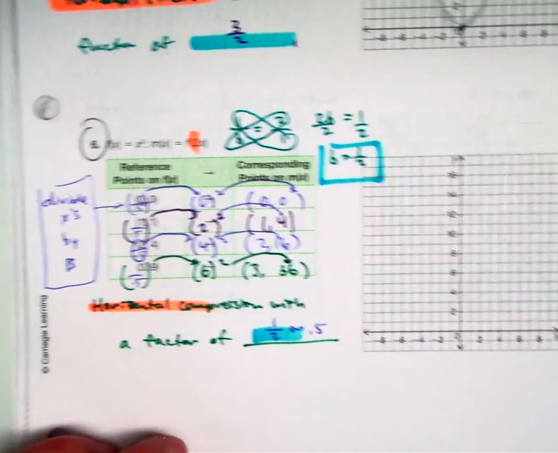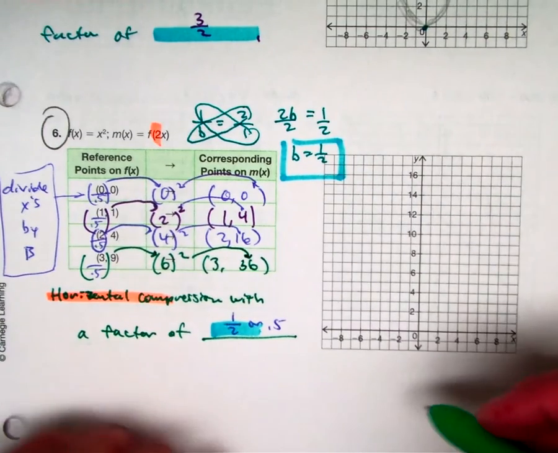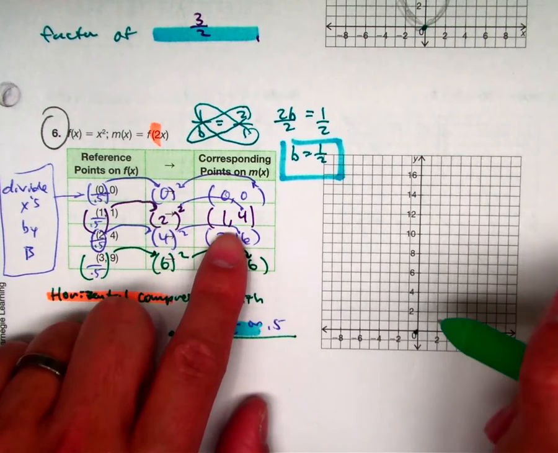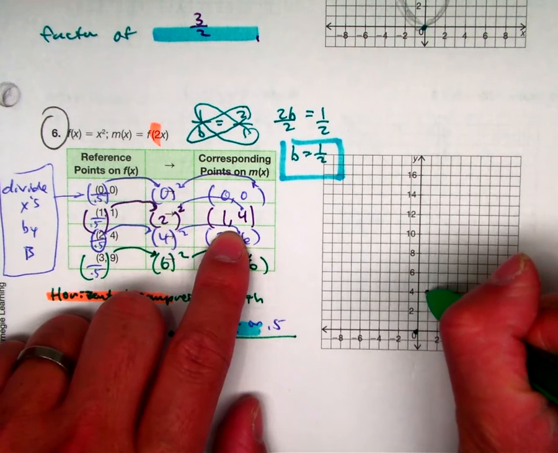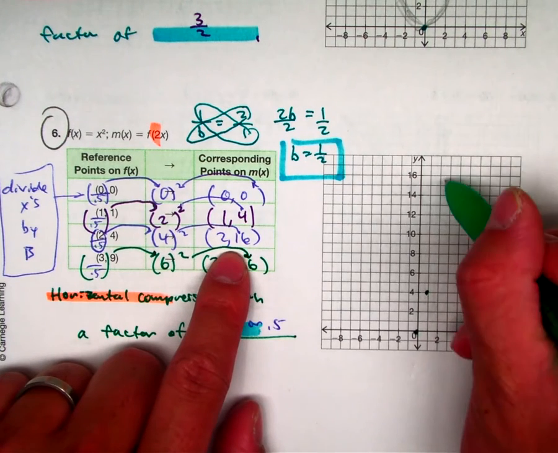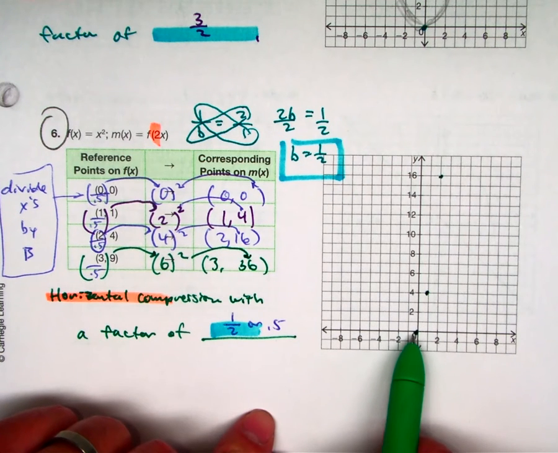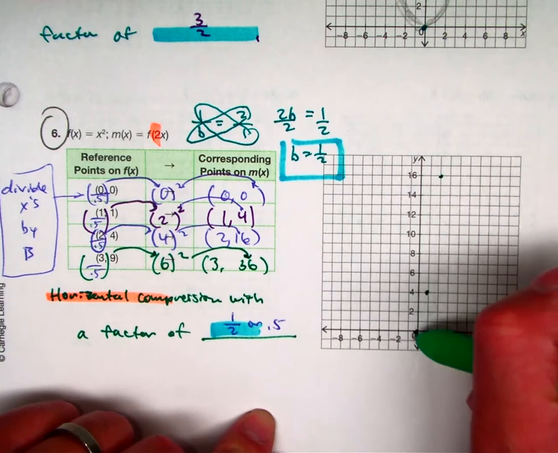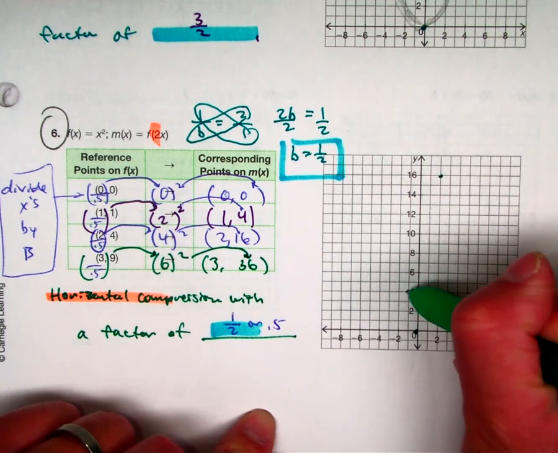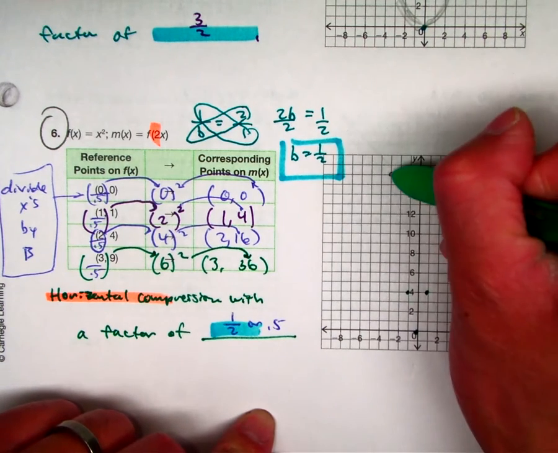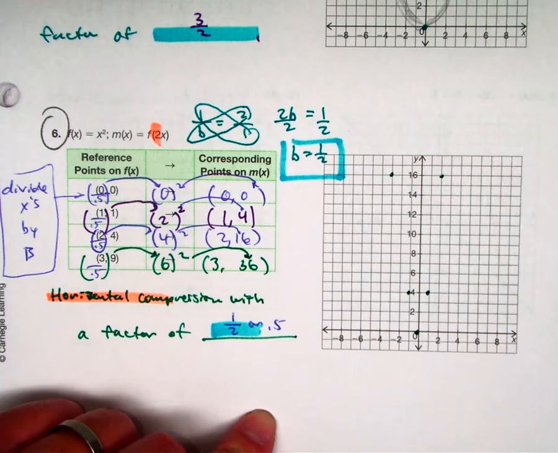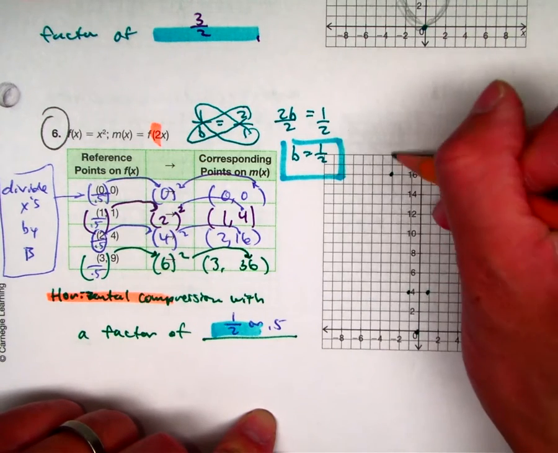Let's graph that. 0, 0. 1, 4. 2, 16. And then the symmetrical points are basically the same thing, but instead of going right, we just go which direction? Left. Left. And hopefully you see why it's a compression.